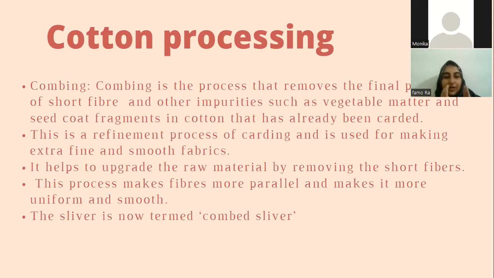So combing is a refinement process for making it very smooth, just like our hair, how it is combed and made smooth. Just like that, combing is the process where all the impurities, short fibers, etc. are removed. Now it makes the fiber more parallel, more uniform and smooth. Now the sliver is then turned into combed sliver. So initially it was lint, then bale, and then it is opened, and then you have a sliver, the continuous strand, and after the combing process it is called combed sliver.